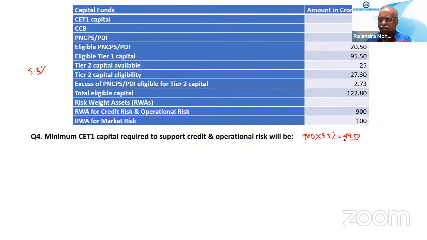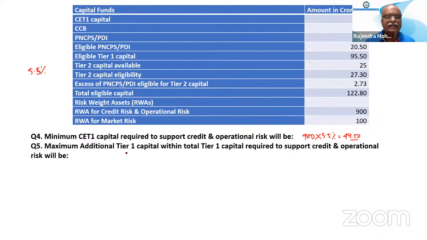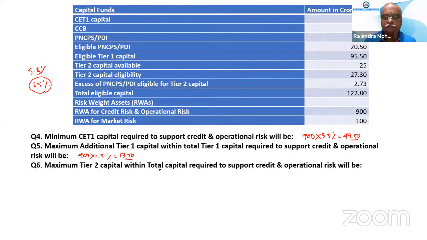Simple thing. We are going with simple things so that later on some complex things will come. Maximum additional Tier 1 capital within total Tier 1 capital required to support credit and operational risk will be how much? Very simple question. Additional Tier 1 will be 1.5%. So simply 900 into 1.5%, which is 13.50. Good. Maximum Tier 2 capital within total capital required to support credit and operational risk is very simple again. Tier 2 will be 900 into how much? 2%. So it will be 18. So answer will be 18.